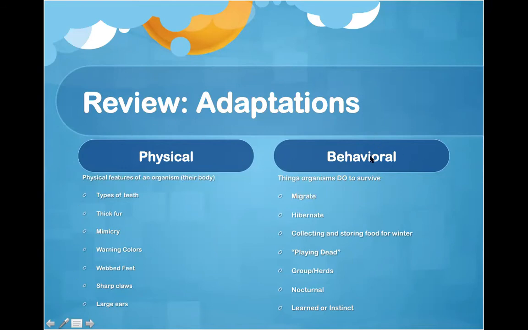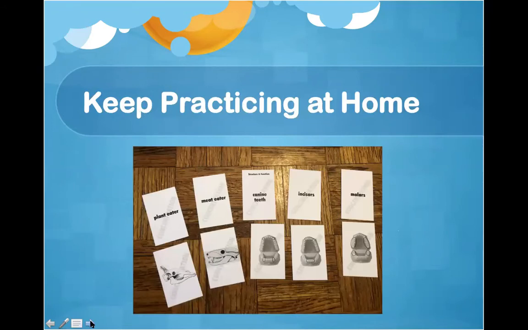The other type of adaptations are behavioral adaptations, and these are things that the organisms do to survive. What behaviors do they have? For example, some animals migrate. That could be their behavior to help them survive. Maybe they hibernate through the winter, or collect and store food for the winter. Do they play dead? Do they live in herds or groups? Are they nocturnal, which means they're active at night? Behavioral adaptations can be either learned, things that they learn from their parent, or instinctual, just something that they're born with. To keep practicing, you have your structure and function cards, so keep practicing those at home.